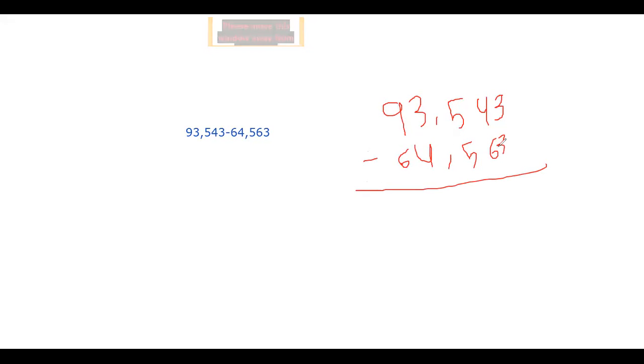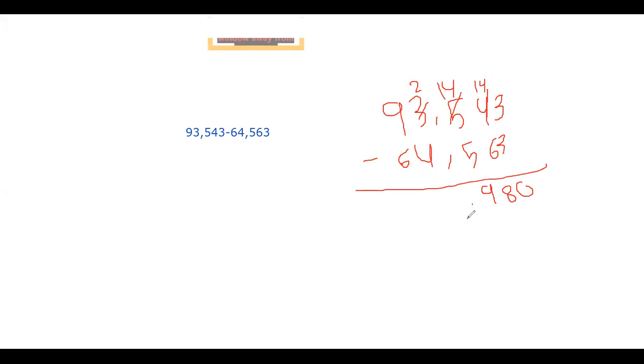Now 3 minus 3 equals what? 0. Now 4 minus 6. That can't be done. We took from the 5, and it would be 4. That would be 14. Now 14 minus 6, 8, right? Yes. Now 4 minus 5. That can't be done. So we will take one from here. That will be 2. And the 4 will be 14 again. 14 minus 5 equals 9.